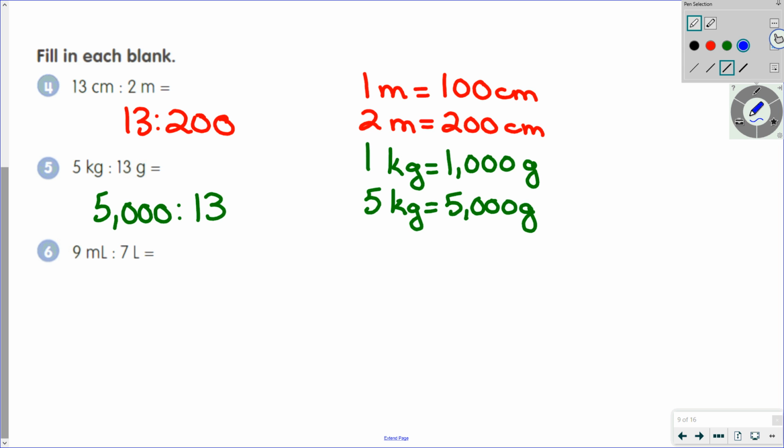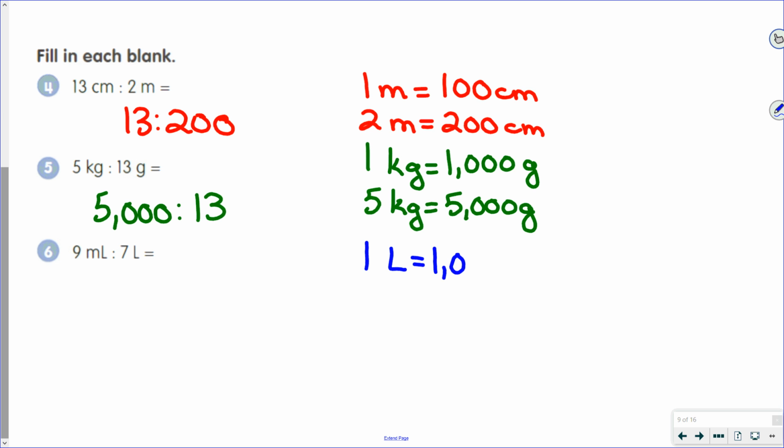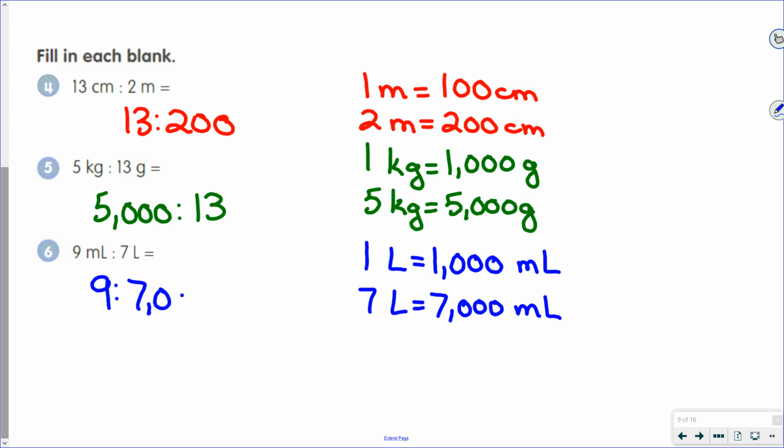And finally, number 6 here, I have 9 milliliters to 7 liters. Well, I know that 1 liter is equal to 1,000 milliliters. So 7 liters would be equal to 7,000 milliliters. So my ratio is 9 to 7,000.